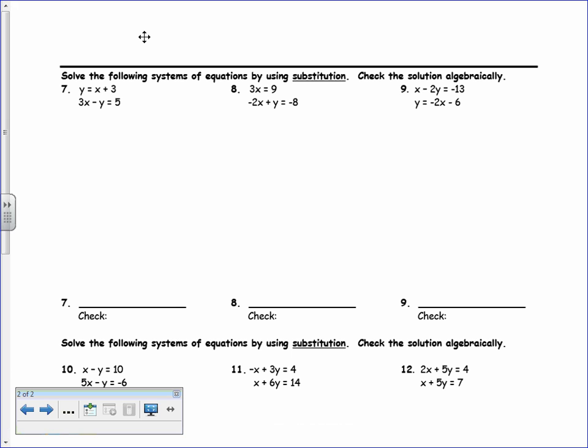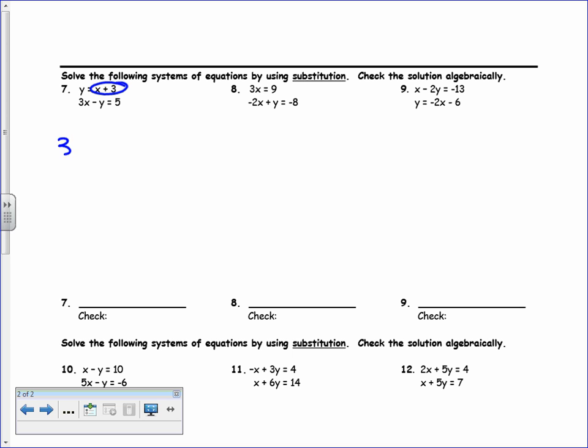Okay, so for number 7, it says solve the following systems of equations by using substitution. Check the solution algebraically. Okay, so what we're going to do here is, well, number 7 has kind of done it for us. That was kind of nice of them. So for number 7, it says y equals x plus 3. So what I'm going to do is I'm going to substitute this into this equation where it says y.